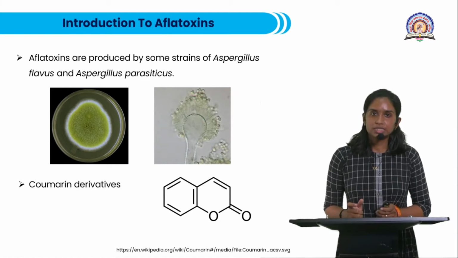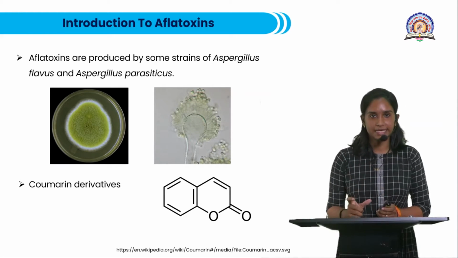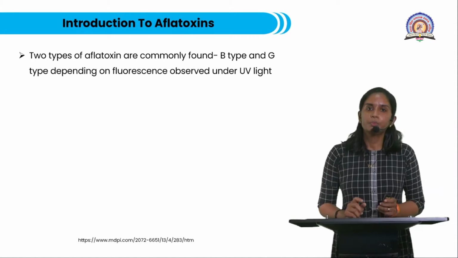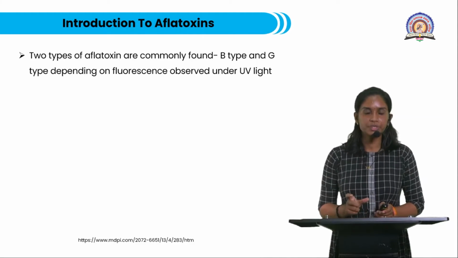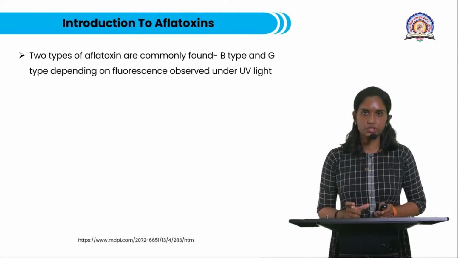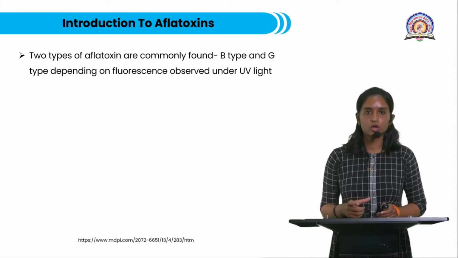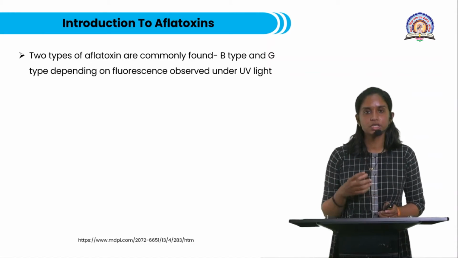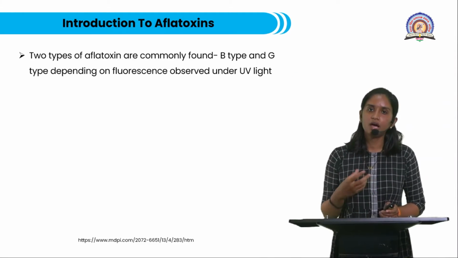Now, these aflatoxins chemically are coumarin derivatives. What is the meaning of derivative? That means the basic structure will remain the same, but certain functional groups will be added. Based on the fluorescence, that is, based on the color of fluorescence, there are two types of aflatoxin molecules. What is the property of fluorescence? These aflatoxins can absorb light of a shorter wavelength, and they can emit the absorbed energy in the form of visible light, that is, light radiation having a higher wavelength.